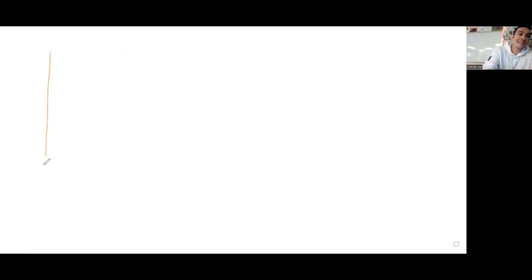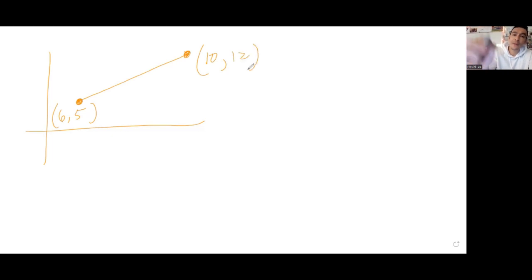So let's go to the axes, and let's say we have a line segment like this. Suppose the coordinates are, let's go with 6, 5, and the endpoint, let's just make this up, let's say this is at 10, 12. And I want you to be able to tell me the measure of the length of this line segment.